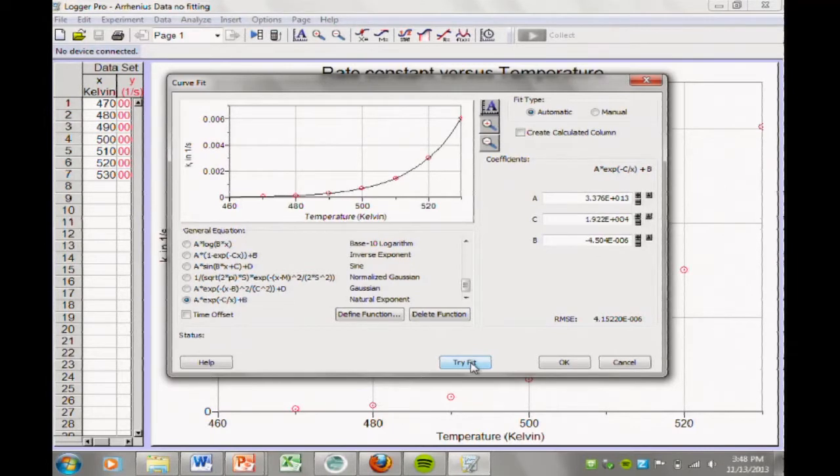What is that now? 3.37 times 10 to the 13th? 3.72. I've hit the button a few times and nothing much is happening. It gets stuck right there. But does this number look familiar to you? 3.7 times 10 to the 13th? Okay, that's my value for A, which was in fact my value for A. And this number, 1.93 times 10 to the 4th.